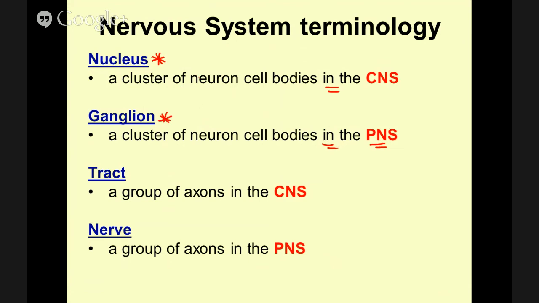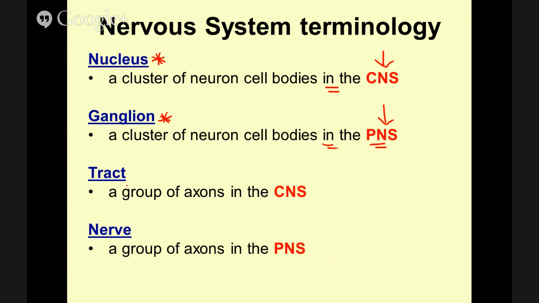So these are the same thing, a cluster of cell bodies. It's just the location that's different. If you're talking about a bunch of cell bodies in the central nervous system, that is inside the brain or inside the spinal cord, you would refer to that properly as a nucleus. If you're talking about a bunch of cell bodies in the peripheral nervous system, you would refer to that properly as a ganglion.